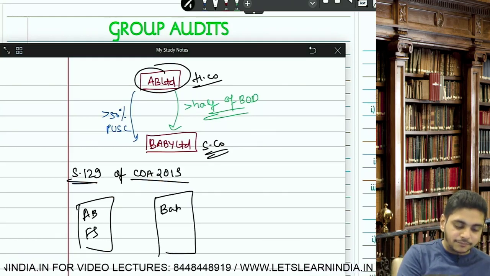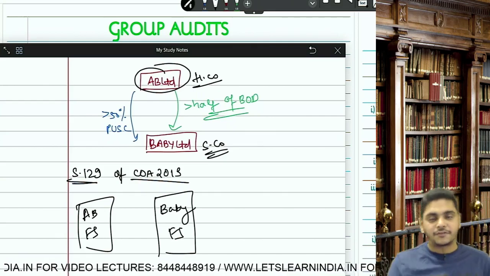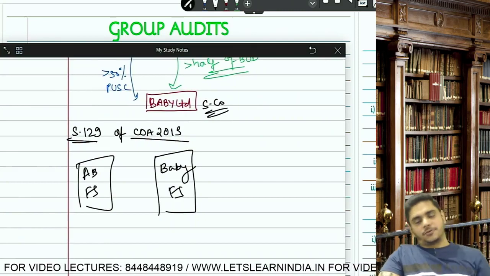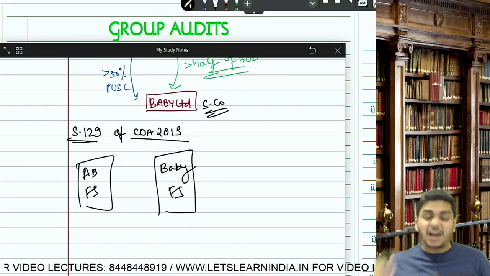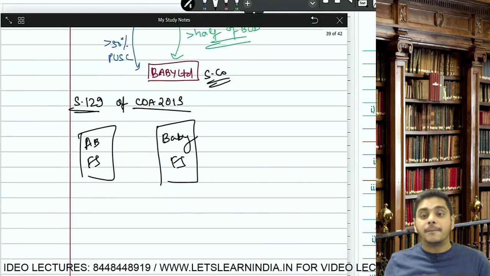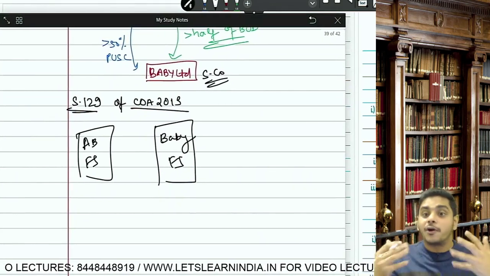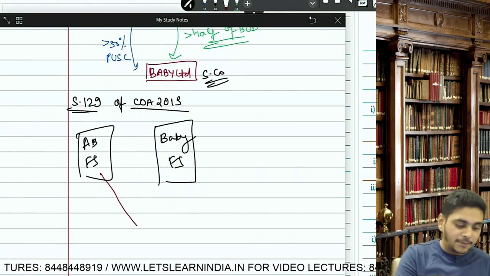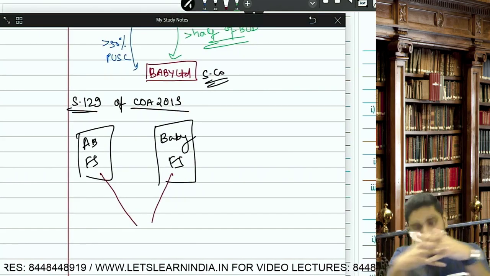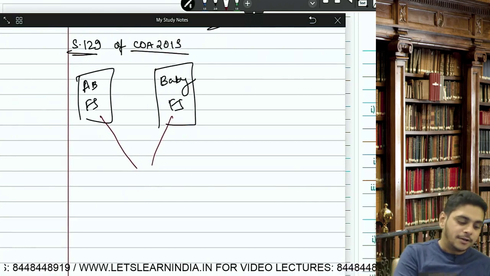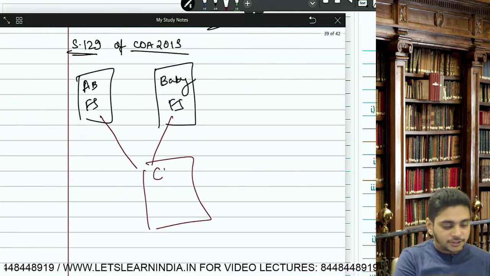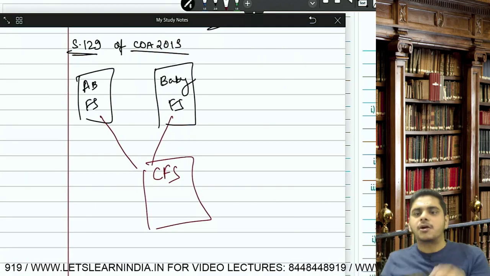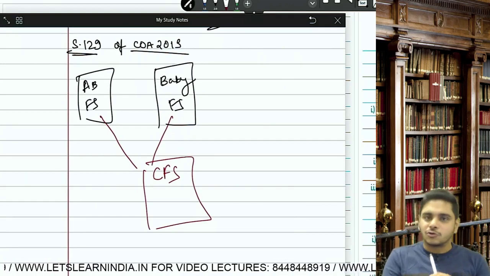Baby will prepare its own FS. So every company, AB Limited and Baby Limited, has to prepare its own FS. Now, every kid on this earth knows that AB and Baby will be combined. That would be the consolidated financial statement. You must have learnt in your FR that AB and Baby's consol should be prepared.